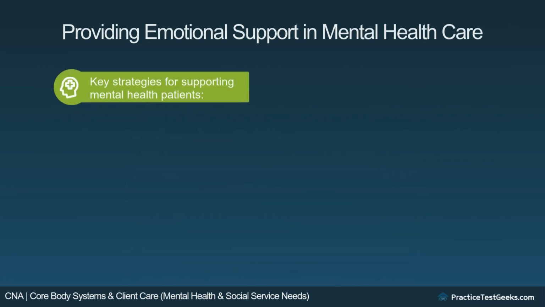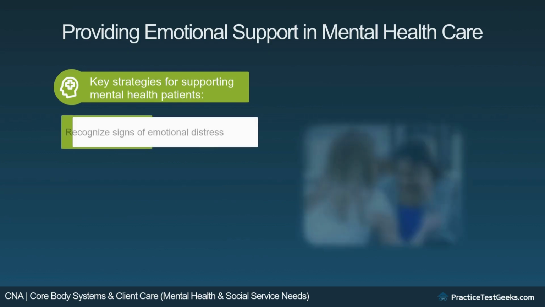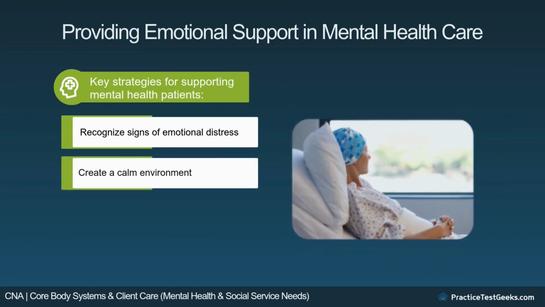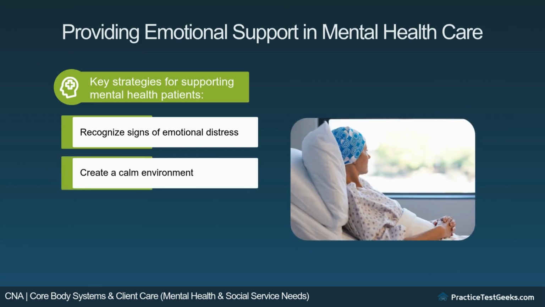Key strategies for supporting mental health patients. 1. Recognize signs of emotional distress. Look for indicators such as withdrawal, irritability, or signs of agitation. 2. Create a calm environment. Avoid overstimulation and try to keep the environment peaceful and quiet for patients experiencing anxiety.